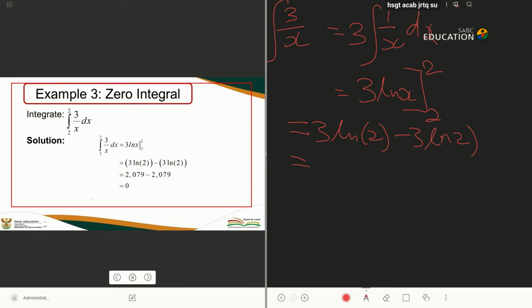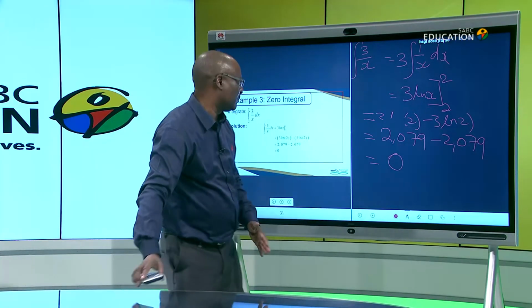which is going to give you 0. It's 0.79 minus 0.79, which will give you the value of 0. But all these calculations, if you know the rule, will not be necessary. It will just be a waste of time.